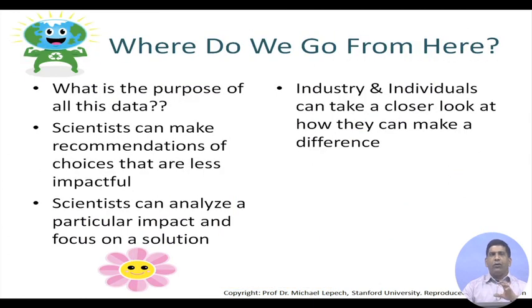So where do we go from here? What is the purpose of all this data? We collect all this data and look at the environmental impact categories so that as a scientist we can make recommendations of the choices that have less impact. Then we can analyze a particular impact and focus on a solution. If we see that a particular impact is very high, with a high environmental footprint, we can, as an environmental scientist working with designers and traditional engineers, come up with what we can do. As an industry and as individuals, we can take a closer look at how the difference can be made.